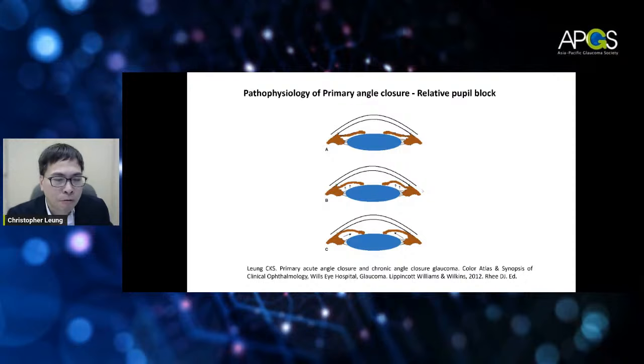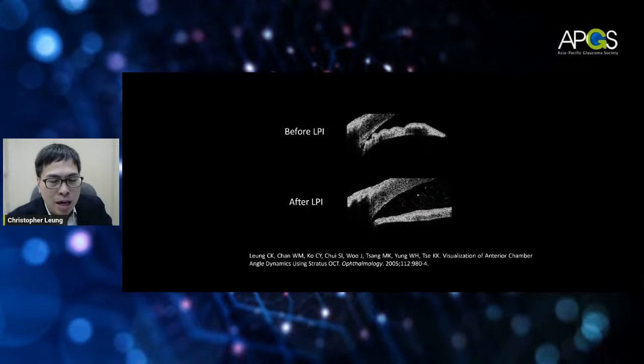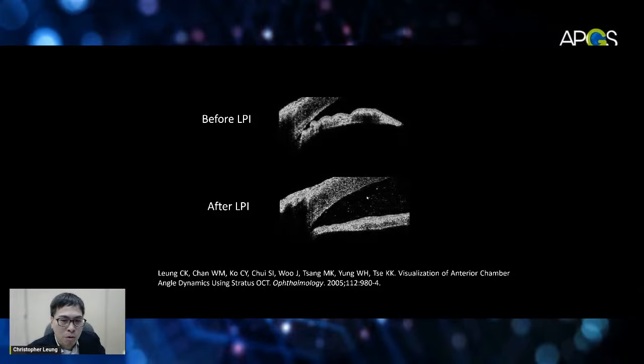And by performing LPI, we can actually equalize the pressure gradient. We have a higher pressure gradient behind the iris, and by performing an LPI, we can equalize it so that we have equal pressure between the anterior chamber and the posterior chamber, the pressure behind and in front of the iris now being equal. Then we can see the iris assumes a more normal configuration.